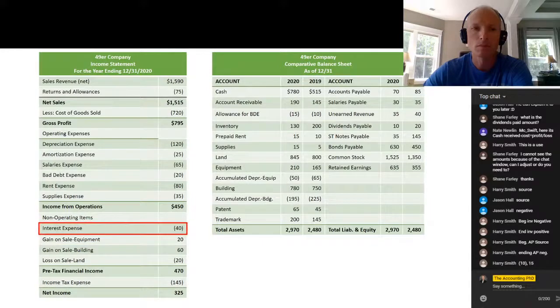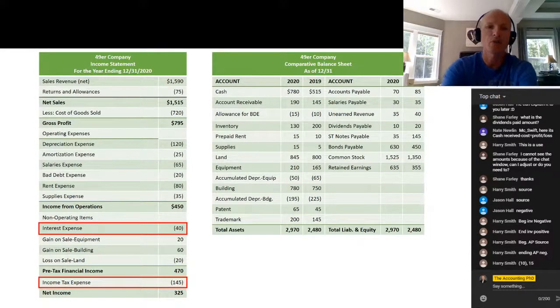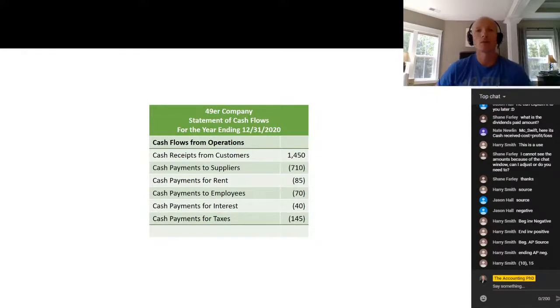The final two items, interest expense and income tax expense. Notice that with those items, there is no related item on the balance sheet. Since there is no accrual related to those two specific items, it means that the expense is also the cash payment, right? So in a situation where you have an expense, but you do not have a related balance sheet item, it means that the expense is the payment. And so that becomes a lot easier because the payment for interest and the payment for taxes we can take directly off the income statement because there is no accrual. And therefore the payments are $40 and $145 each.